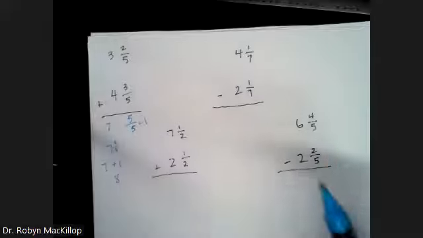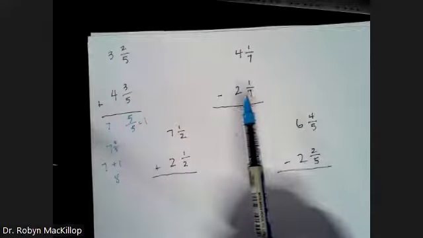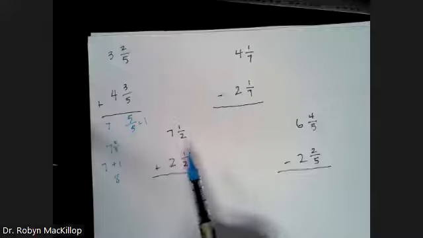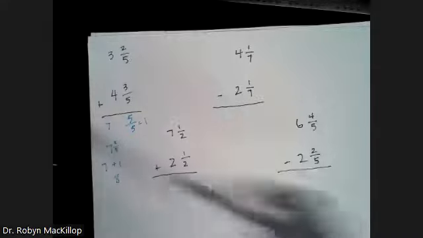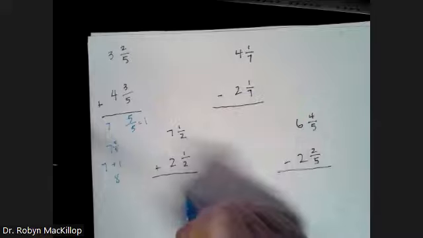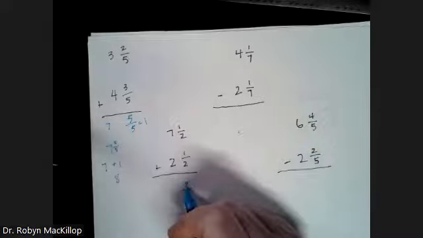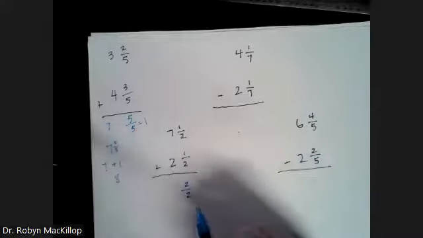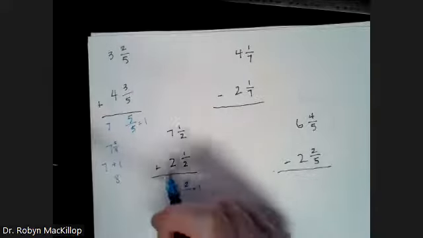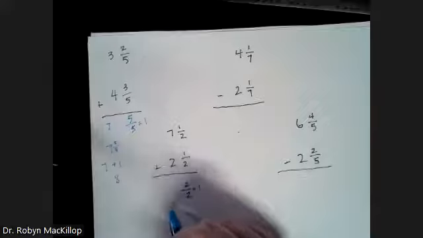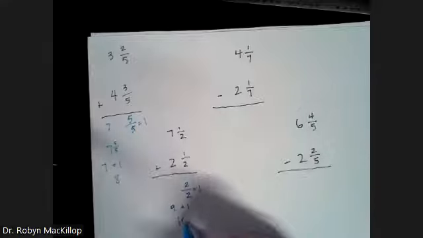So let's try another one. Here, let's do the addition first. Here we've got a denominator of 2, and then we add 1 and 1, also 2. So we've got the same thing happening here. This equals 1. So we bring down the 7 plus 2 is 9, plus the 1, and our answer is 10.